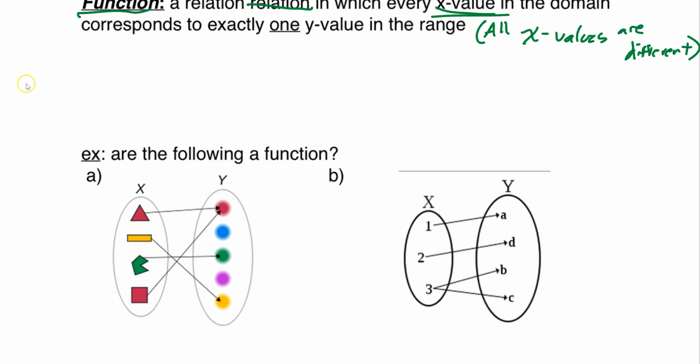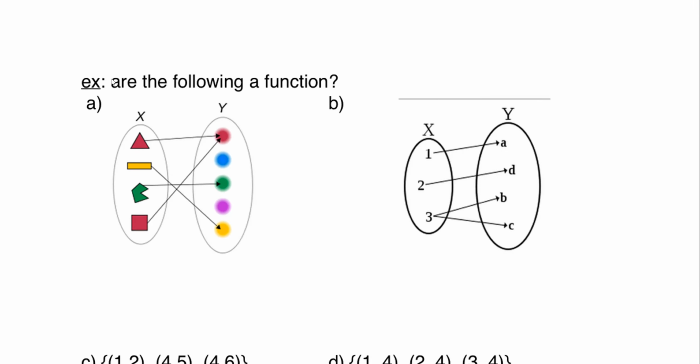Alright, let me do a quick example. Let's look at these. Here's a relation, right? Even though it's not numbers, it's saying this triangle goes to that reddish orb, that yellow rectangle goes to that yellow thing. So it's a relation still. If you look at these, the inputs are all different. That goes to that, that goes to that. This is a function.